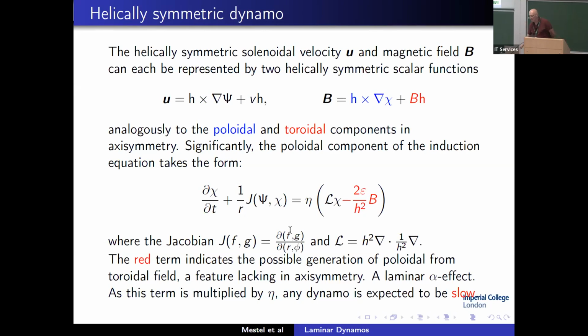The equations are messy, but the interesting thing is the poloidal induction equation, as I've written here. And for the first time, we do have a linkage between the toroidal component, b, and chi. So we have some sort of geometric alpha effect, is one way of thinking about it. If you insist that the field has this symmetry, then the two components are actually linked, which means that you've got a good chance of generating a dynamo which actually works. And L is just some elliptic operator or other.